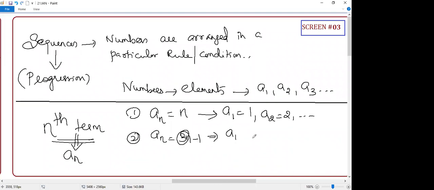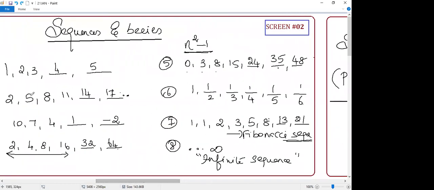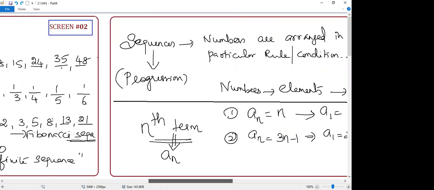3 minus 1 is what? 2. Second is what? A2. If you substitute 2 here, what will happen? 3 into 2, 6. 6 minus 1, 5. Are you getting this or not? This is called the nth term.